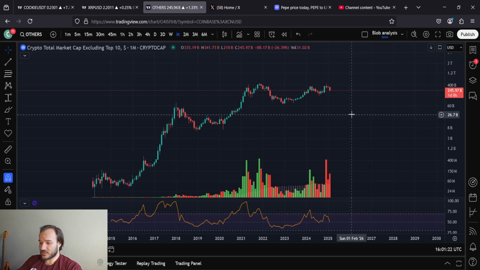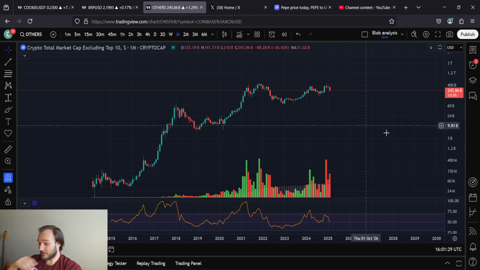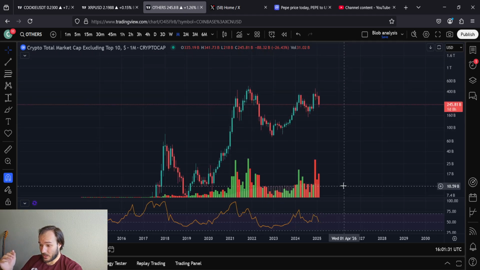So if this thing moves down 10%, it's down 26% right now. I would assume the average altcoin is probably down about 26%, maybe more, maybe less, but somewhere in that area, right? That's how we go off of this here.